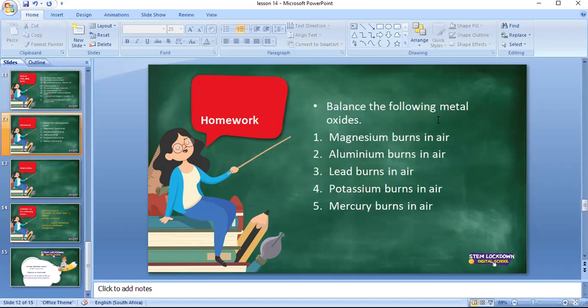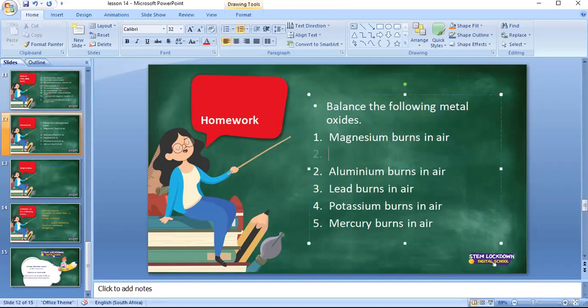So the first step when you're looking at this, they say balance the following metal oxides. So these are metal oxides. They are reacting with oxygen. So magnesium burns in air. Give me an equation. Mg plus O2 is equal to MgO2? Never. No, MgO. MgO, right? So now, is the equation balanced, grade 9?